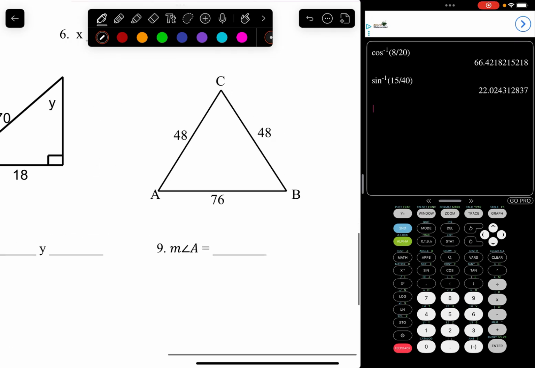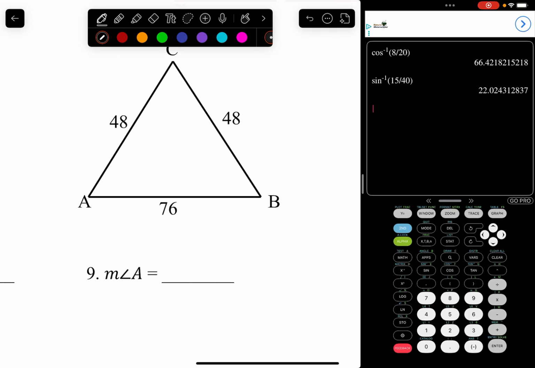When I look at number 9, I'm supposed to be looking for the measure of angle A. Oh my God, sorry, I just threw my Apple Pencil.